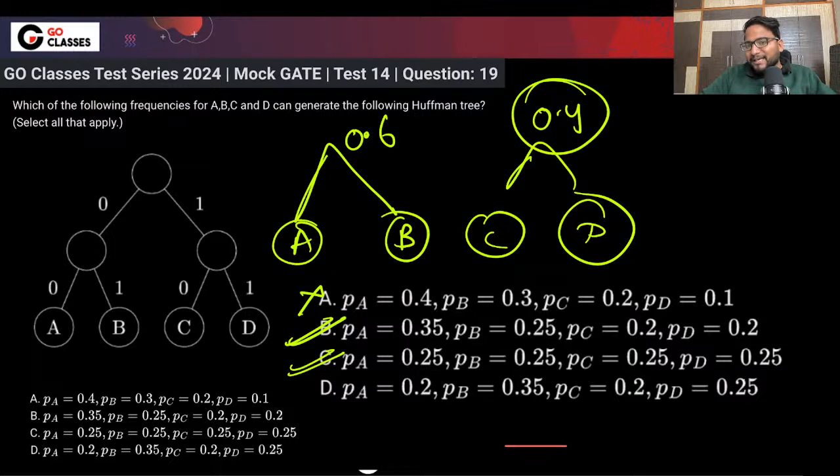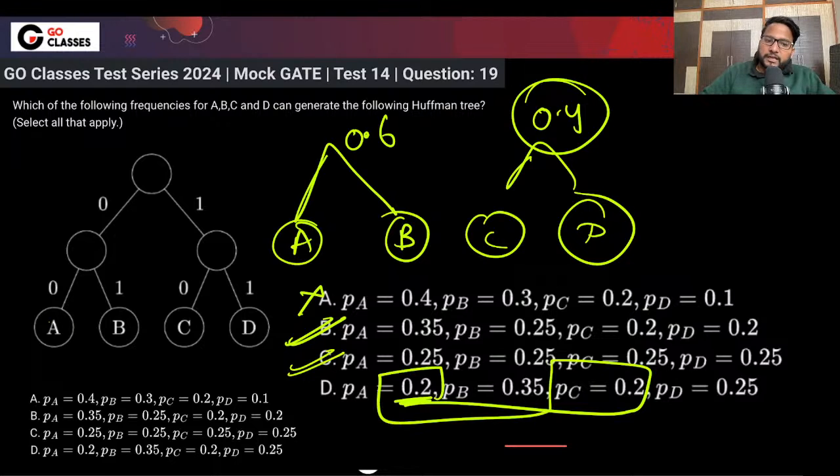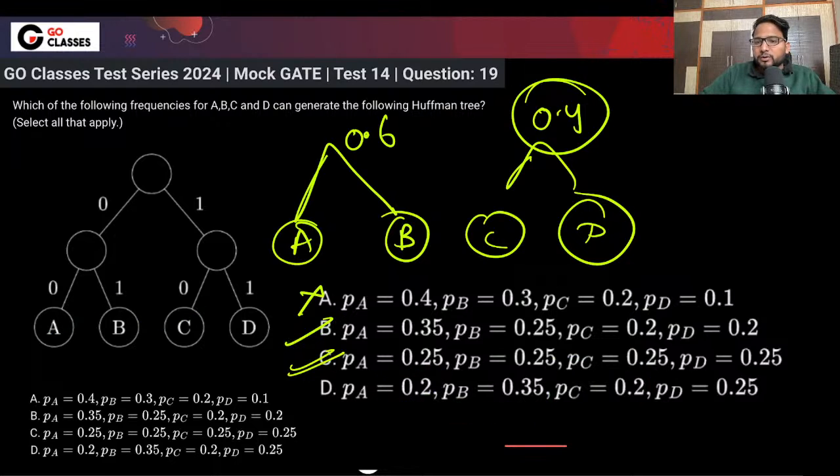And similarly, you can see D is not the answer because you need to combine A and C. If you combine A and C, you won't be getting this, right? So that's why D is also not the answer. B and C are the answers.